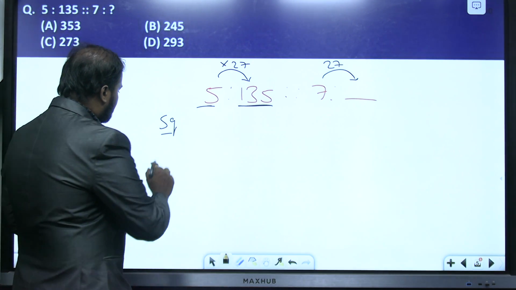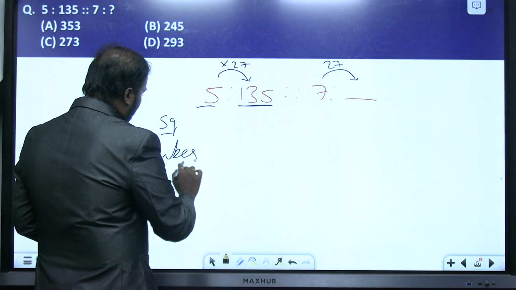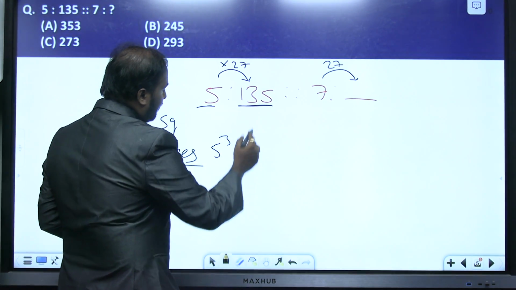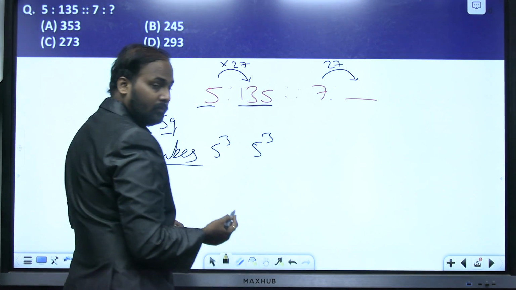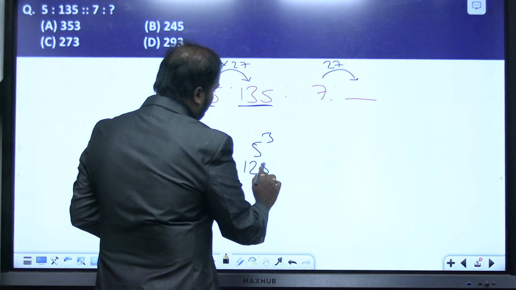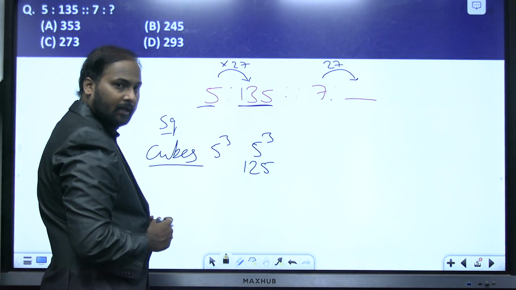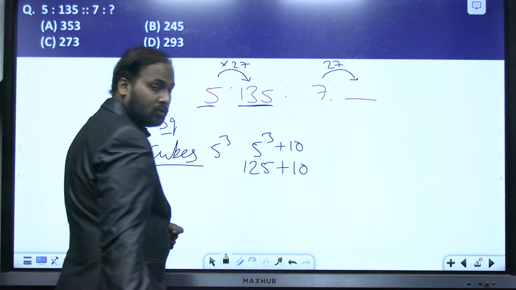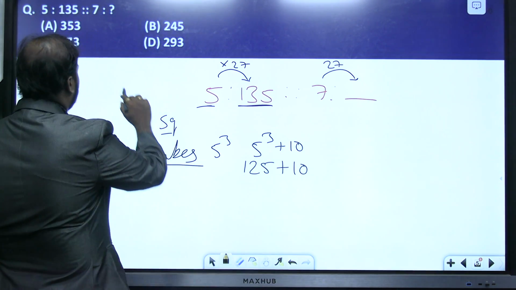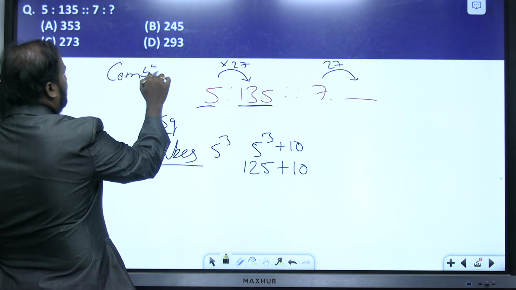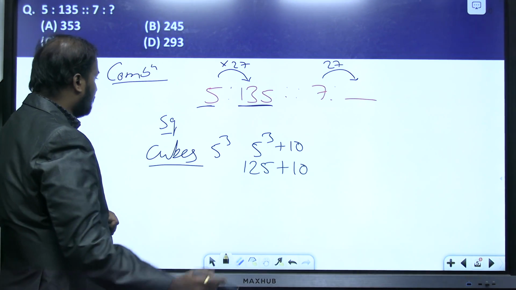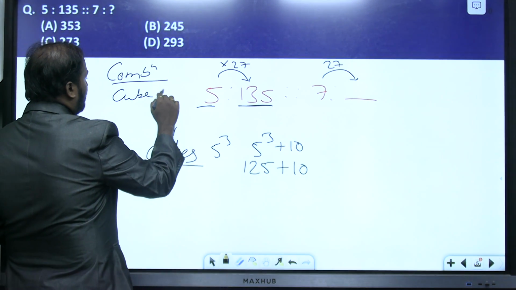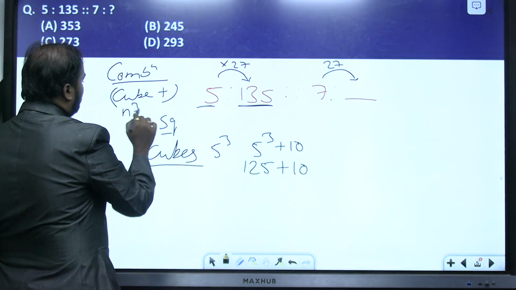Instead of that, if you see cubes, I can write it is like 5 cube. So 5 cube means we get 125. But the extra is there, 10 extra. So you have to add plus 10, so 5 cube plus 10. So what kind of question is it? This question is a combination type. In these combinations, what are we doing? First we are doing cube, then followed by addition. That is n cube and then addition.